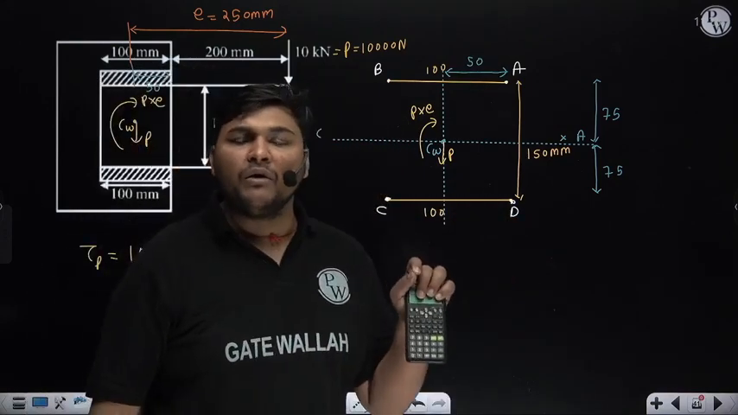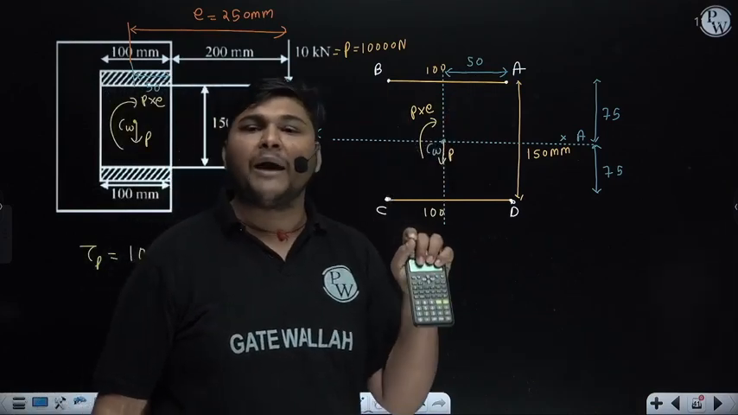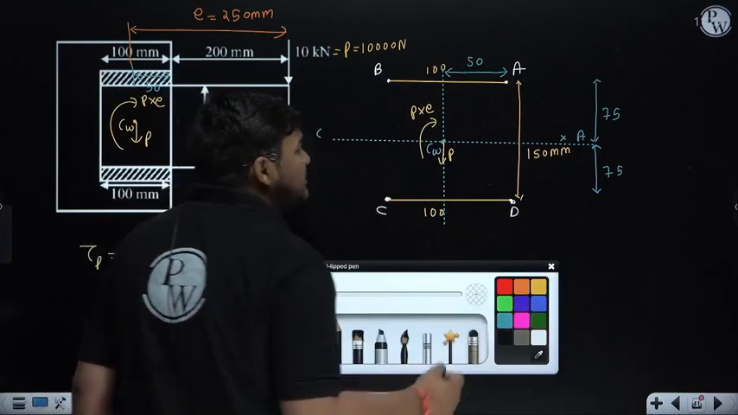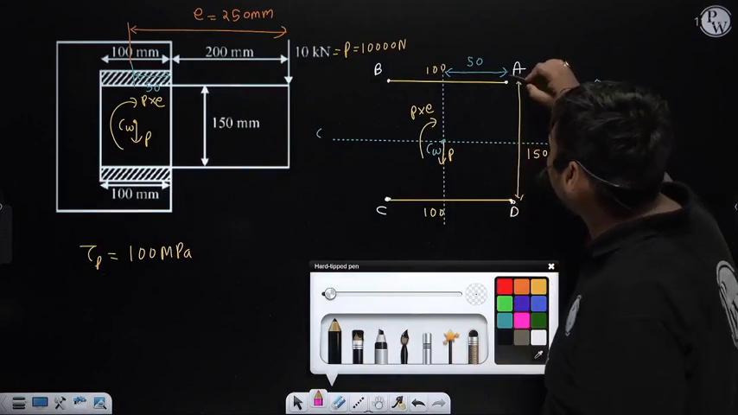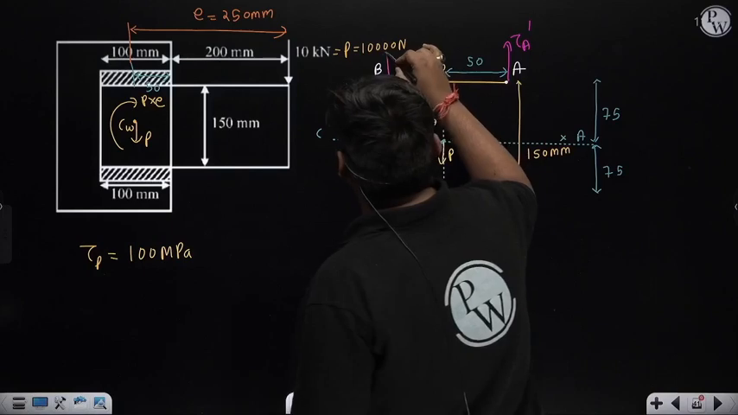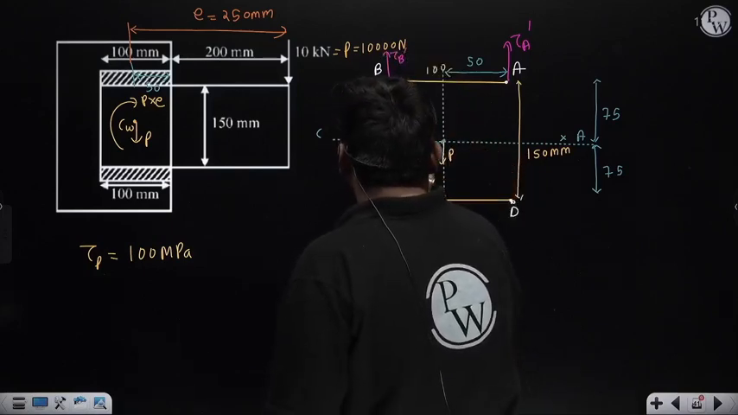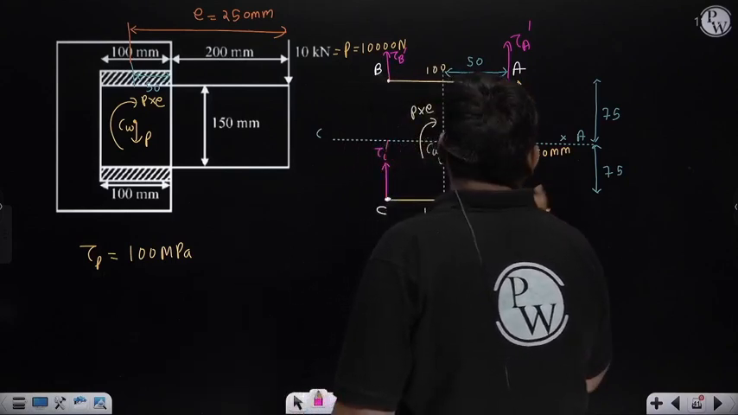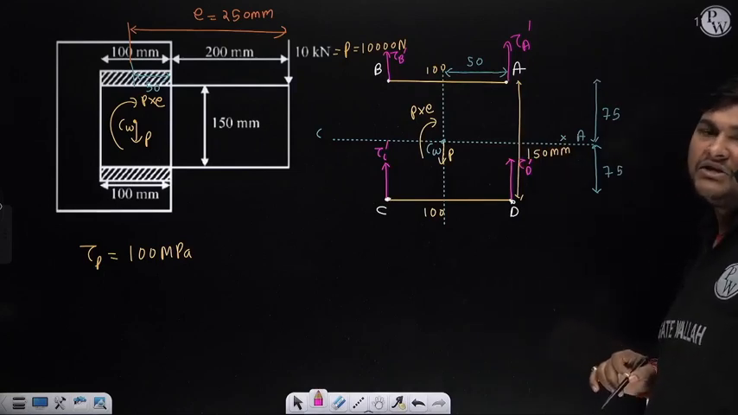Now we will draw the primary and secondary shear stress at these points. First I am drawing primary shear stress. The primary shear stress at each point will be opposite to the direction of force P. Right now P is downward, so the primary stress at point A will be this. Suppose this is tau A dash. The primary shear stress of point B will be in this direction, tau B dash. The primary shear stress of point C will be in this direction, tau C dash. The primary shear stress of point D will be tau D dash, which will be opposite to P, that is in this direction.